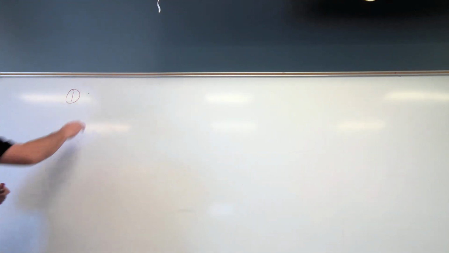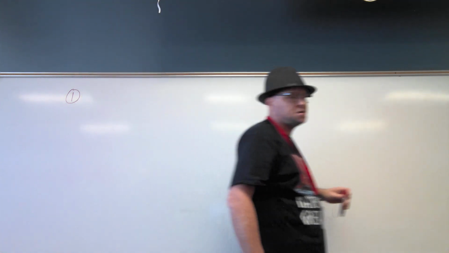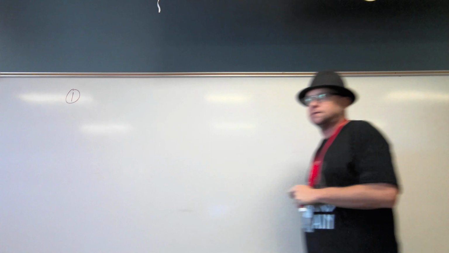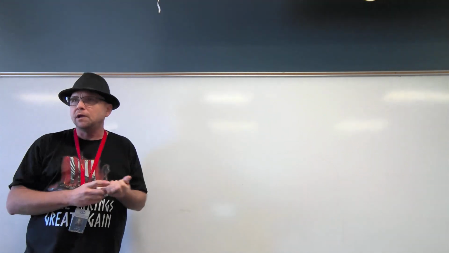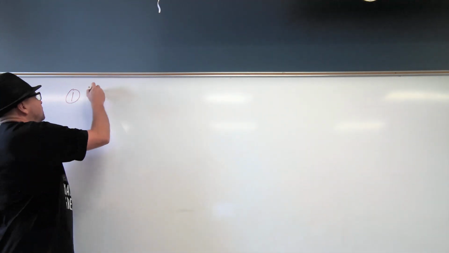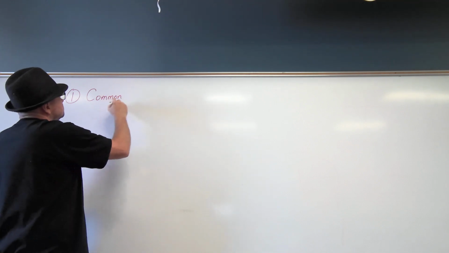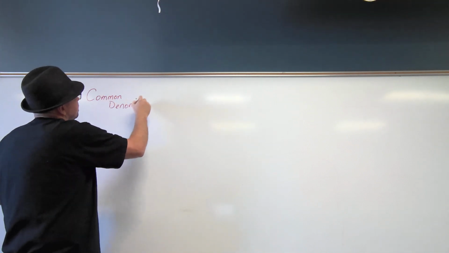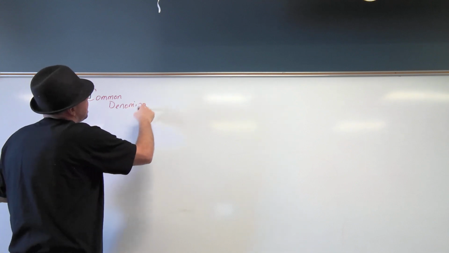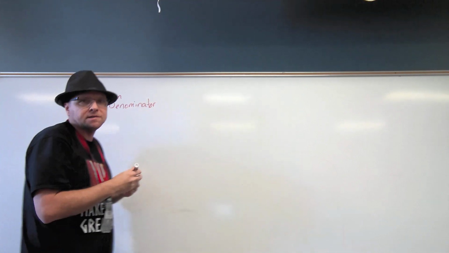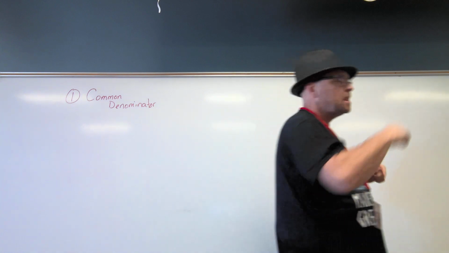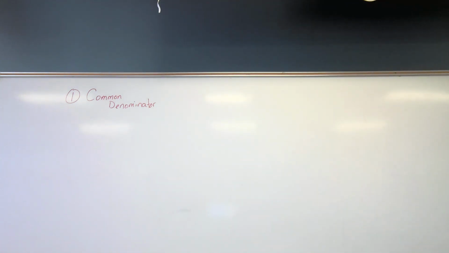All right, ladies and gentlemen, boys and girls, children of all ages, as we continue our journey through adding and subtracting fractions with unlike denominators, we're going to talk about what we have to do. The first thing we have to do is have a common denominator. You cannot, and I repeat, cannot add and subtract fractions unless they have a common denominator.